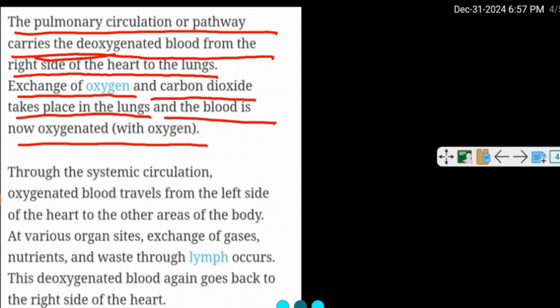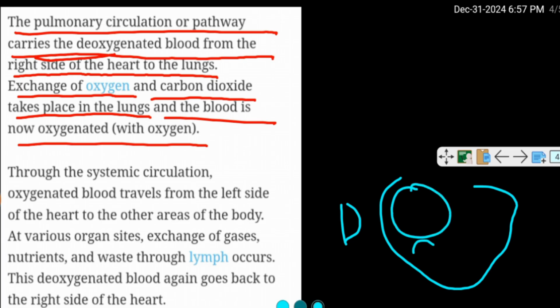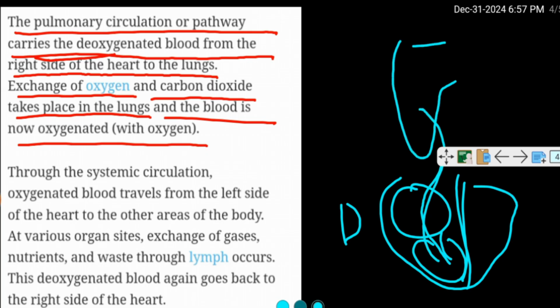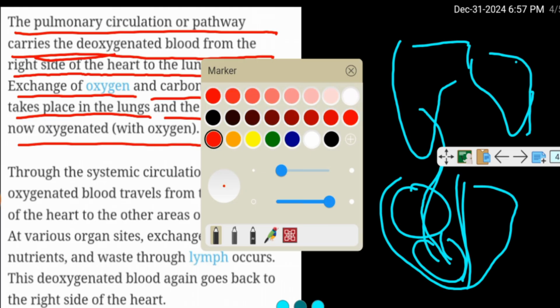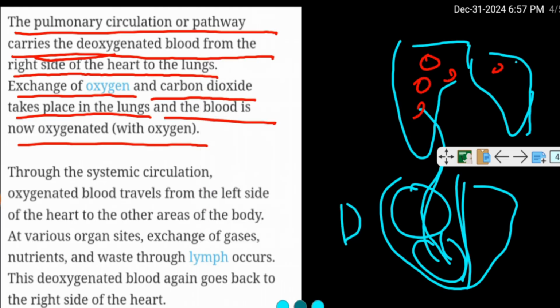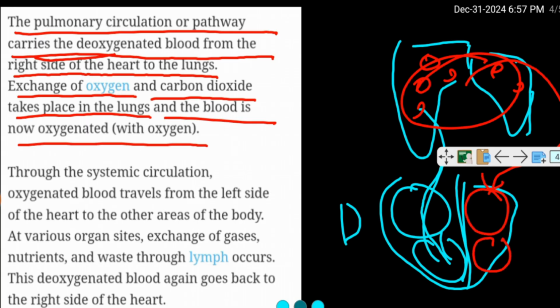Now whatever deoxygenated blood was there, it goes from the right chamber of the heart, and it goes to the lungs, correct? And at the lungs, all the deoxygenated blood will now get oxygen, and then it will enter into the left part of your heart. So the left side, which was dealing with deoxygenated, that is your pulmonary circulation pathway.